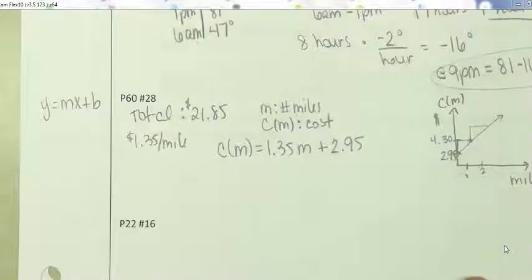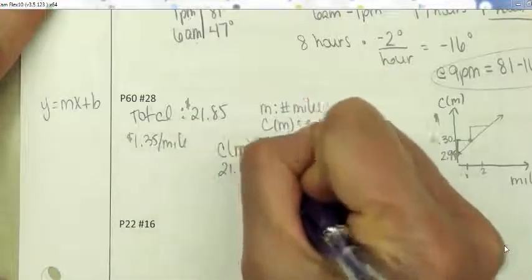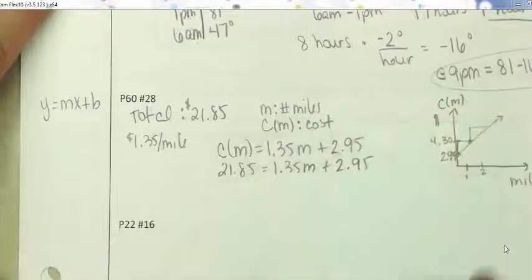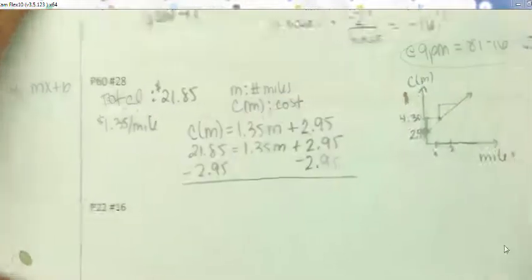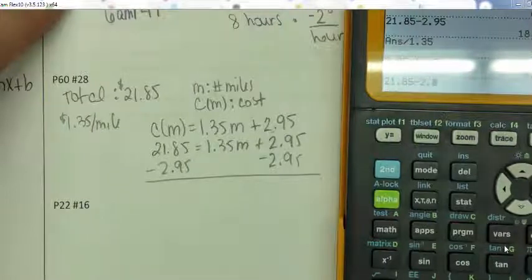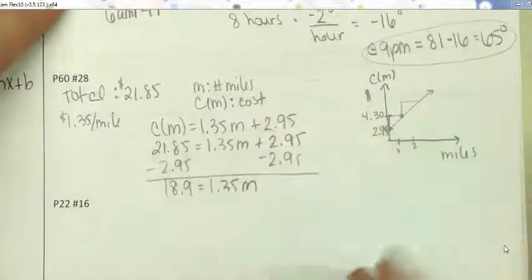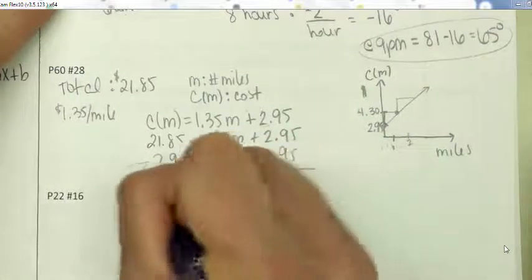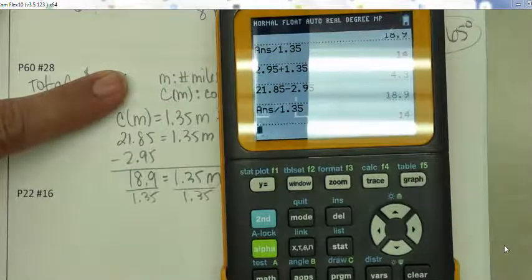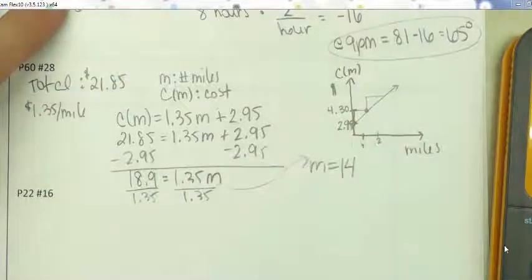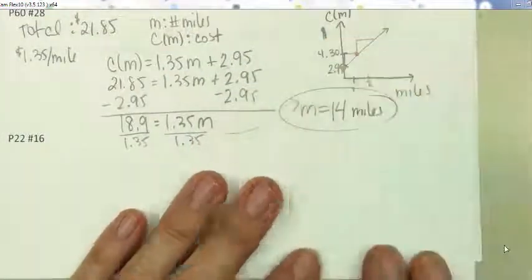All right, so how far is it from the airport to the hotel? Because see, I spent a total of $21.85. So that's going to go right in here. And now I'm going to solve for M. So I'm going to subtract $2.95 from both sides. Which is 18.9. Now I'm going to solve for M by dividing both sides by 1.35. I'll come over here. So M is equal to 14. So I basically ended up going 14 miles. And I've answered the question there.